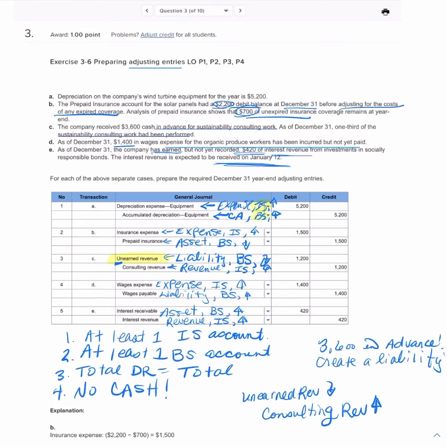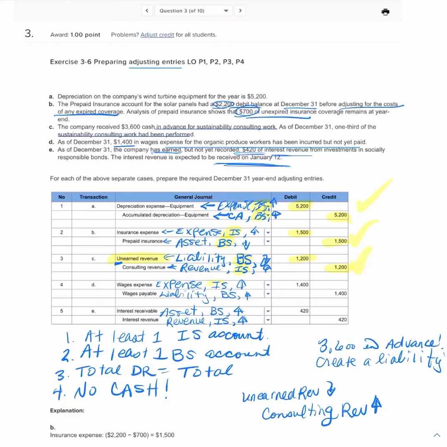We've got a balance sheet account. Debits equal credits, and there is no cash. This journal entry looks good. Here we've got an income statement account, a balance sheet account, debits equal credits, and no cash. Here we've got a balance sheet account, an income statement account, debits equal credits, no cash. Looking good to me.